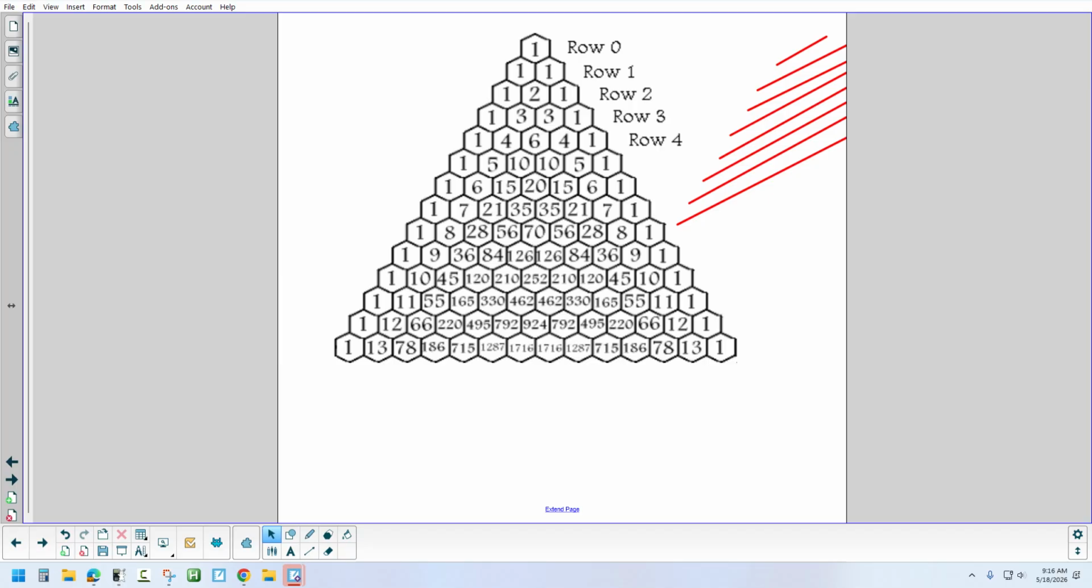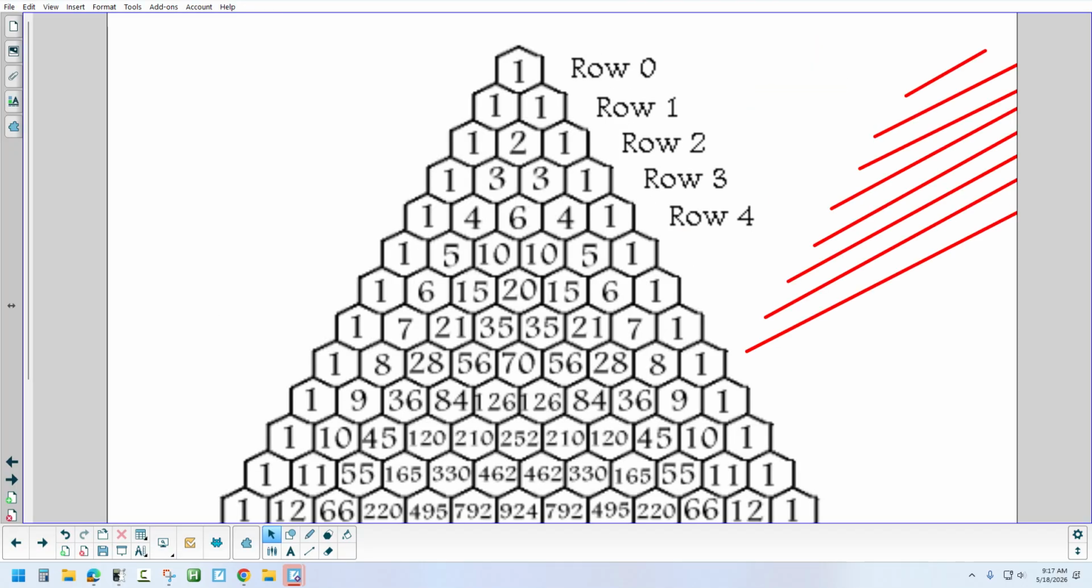Now, this is a special triangle. Does anybody know the name of this triangle? So that's called Pascal's triangle. And in Pascal's triangle, you basically add the two numbers above, and it gives you the number that's underneath. So like 1 plus 5 is 6, 5 plus 10 is 15, 7 plus 21 is 28. There's all kinds of interesting patterns in this triangle.